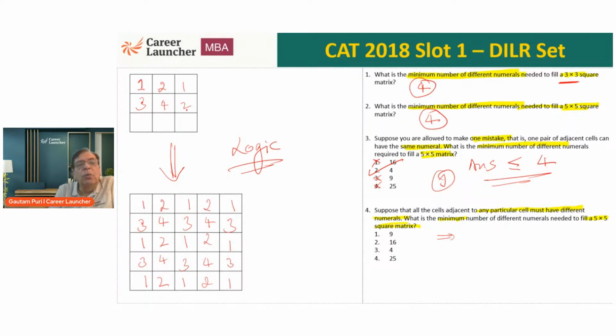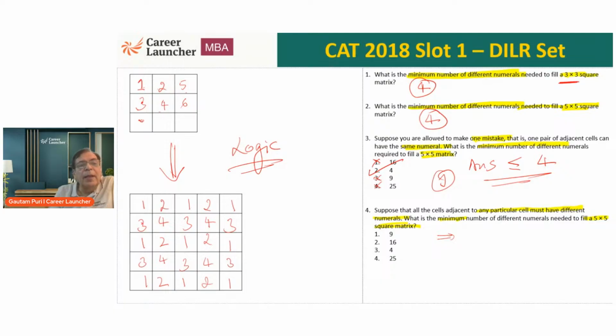we have done 1, 2. Sorry, 1, 3. This is what we did, right? No, around 2, you already have 1, 3, and 4. So these two cannot be 3, 4. These will have to be 5 and 6. Right? This is what it means: all cells adjacent to a particular cell must be different.